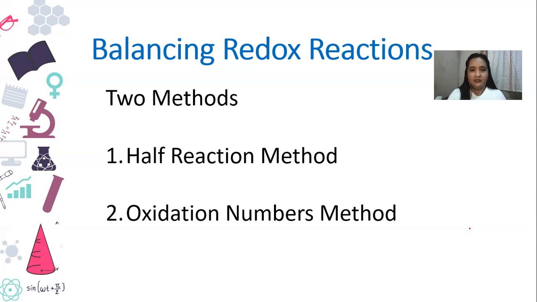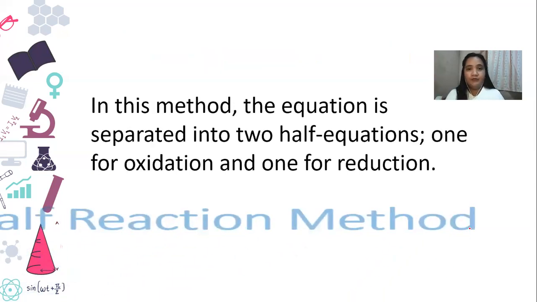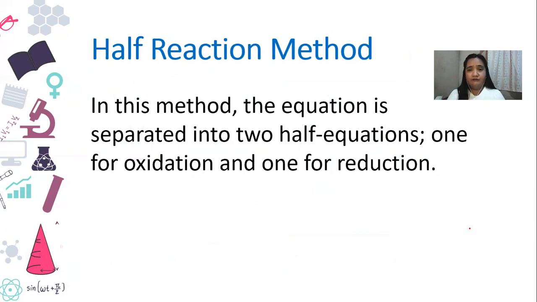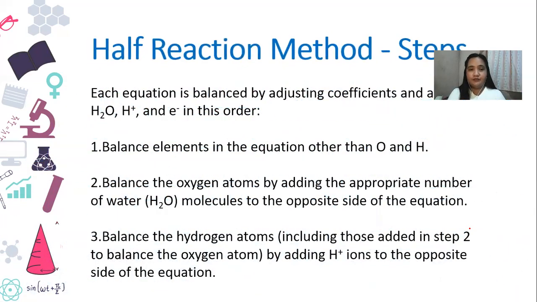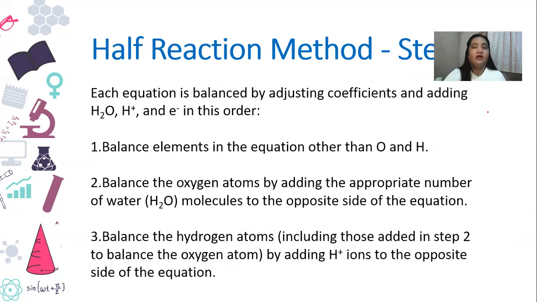I've said the half reaction method is a series of steps that you need to do. In this method, the whole reaction is separated into two half equations, one for oxidation and the other for reduction. So what are the steps? Each equation is balanced by adjusting the coefficients and adding water, hydrogen, and electrons in this order. This is quite simple to follow. First, inspect your equation and get the two half reactions.